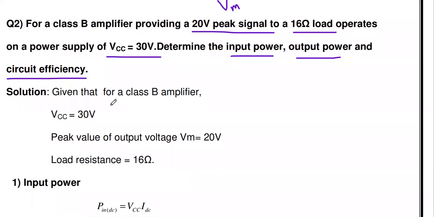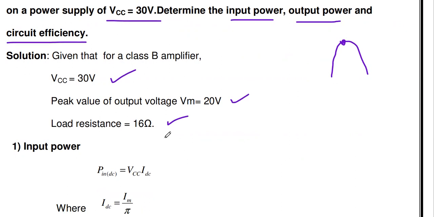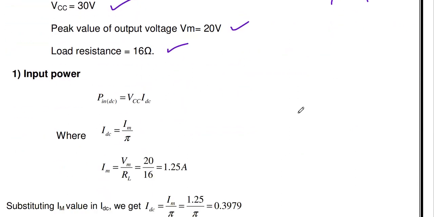First, note down the data. The supply voltage VCC is 30 volt, the peak value of the output voltage VM is 20 volt, and the load resistance is 16 ohms. So there are three things we have to find out. First, the input power supplied by this class B power amplifier. It is denoted as Pin, or it can be referred to as PDC. So what is the PDC value?